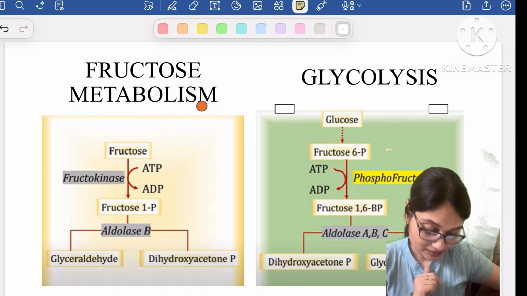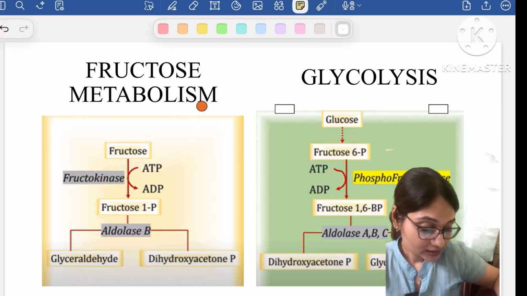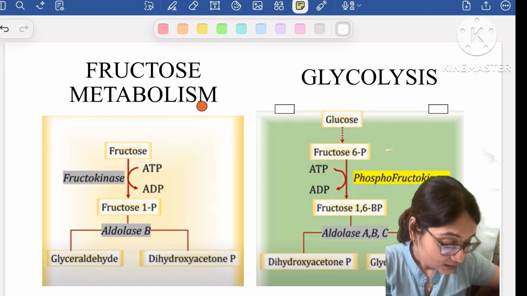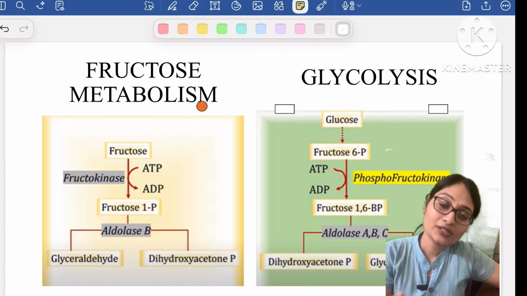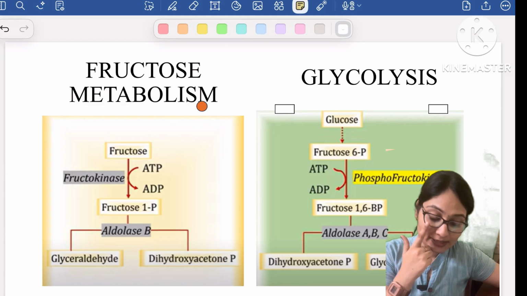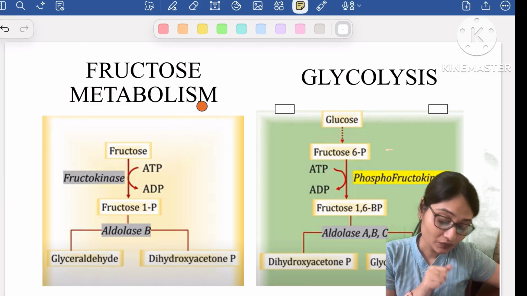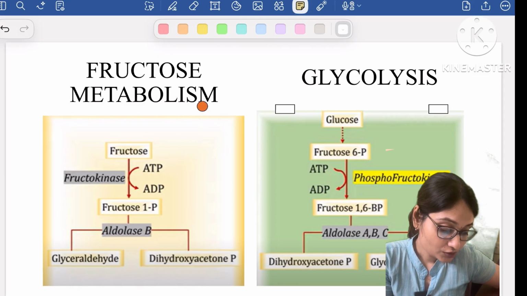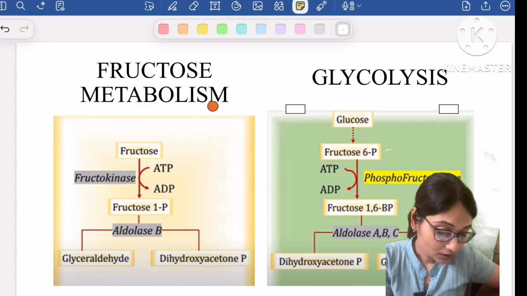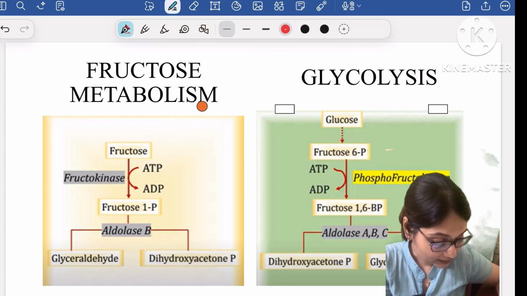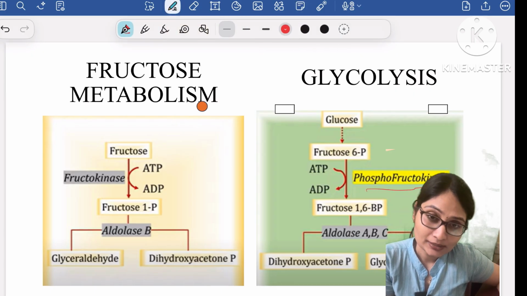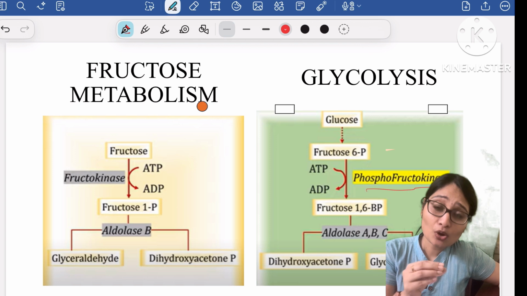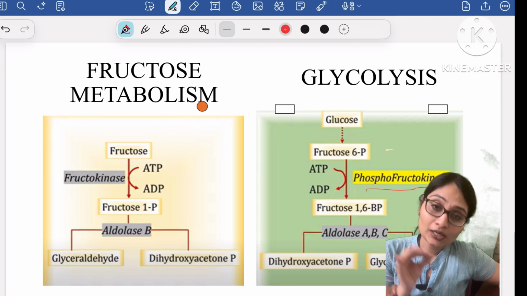Now let's see why this is so. That is because if you analyze the pathway of glycolysis, we can see that glucose gets converted to, first, the hexokinase step, and then you get fructose 6 phosphate ultimately after the isomerase reaction. This fructose 6 phosphate undergoes regulation by the enzyme called phosphofructokinase. This phosphofructokinase is called the gatekeeper or the regulatory enzyme of glycolysis.